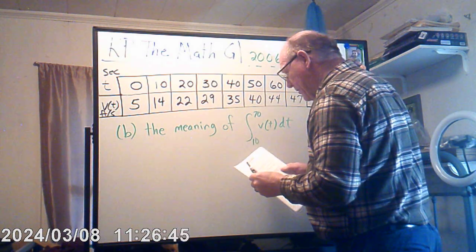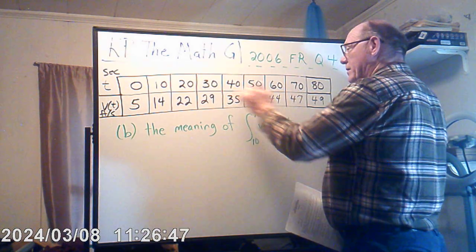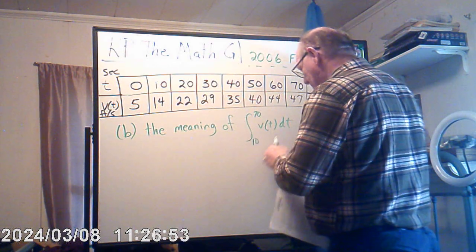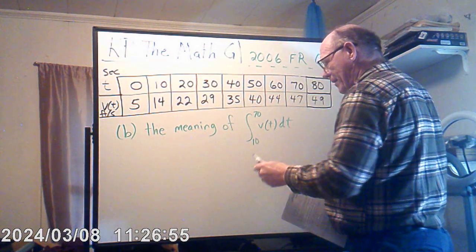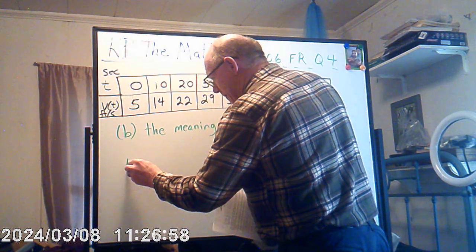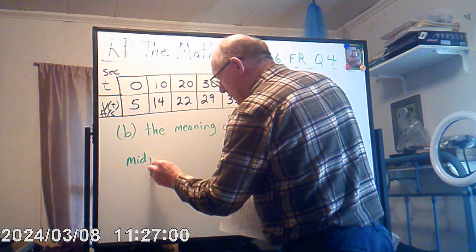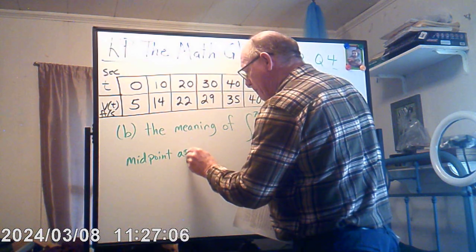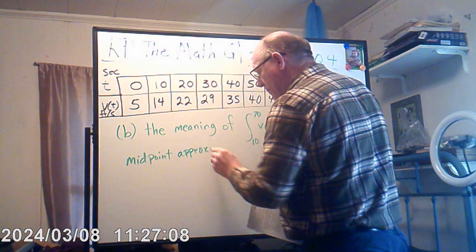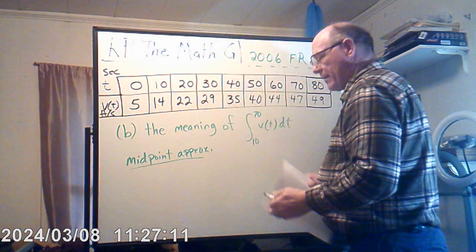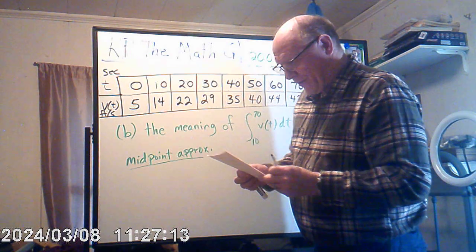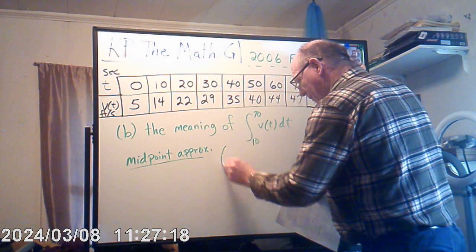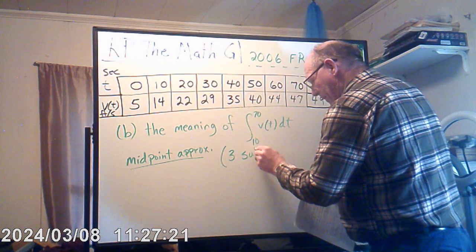In terms of a rocket's flight. So we are talking about a rocket here and the rocket's flight. Also keep in mind that we're doing the midpoint approximation. I'm just going to abbreviate there. Now we have to do three subintervals. Okay, so 3 subintervals.